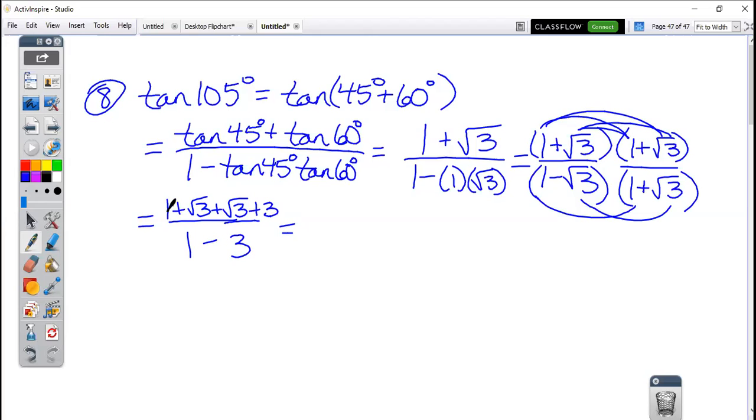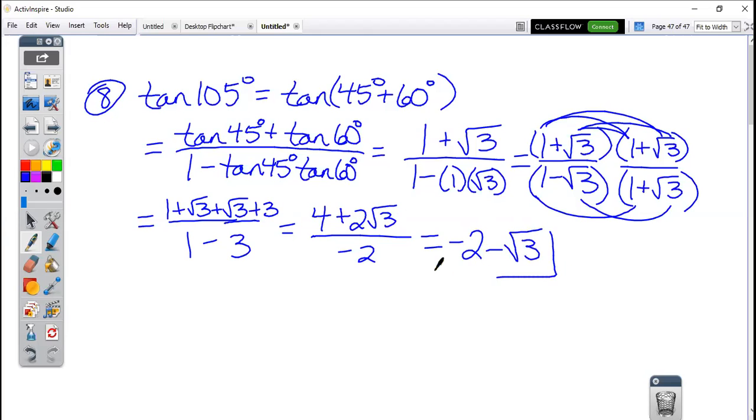Add your like terms. 1 plus 3 is 4. Plus square root of 3 plus square root of 3 is 2 square root of 3, divided by what's on the bottom here? Negative 2. And then for your last step, you just divide. What's 4 divided by negative 2? Negative 2. And then 2 divided by negative 2 is negative 1 square root of 3. So negative 2 minus the square root of 3.